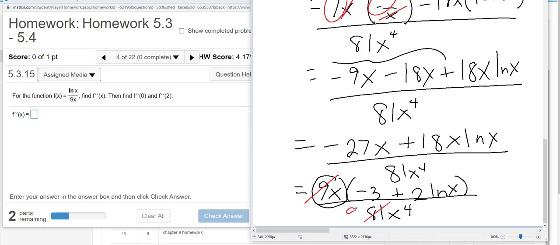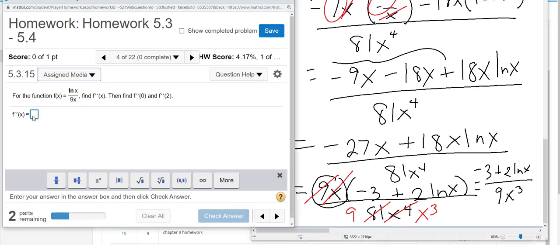And now since this is a factor 9x, I can reduce it with the denominator. 9 into 81 is 9. x into x to the 4th leaves x cubed, and that's my final answer in simplified form. It's negative 3 plus 2 natural log of x, all of that over 9x to the 3rd.